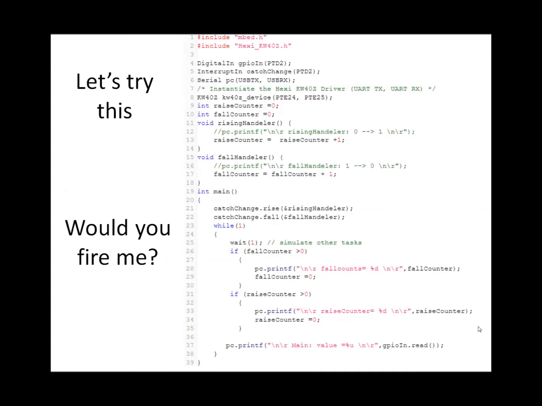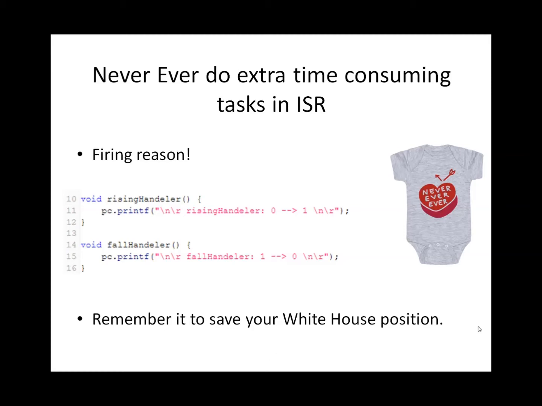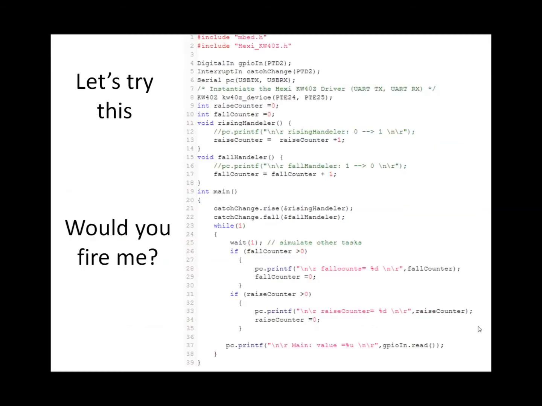So let's see what I did. If you remember in the assignment, he asked you to count the number of edges or whatever, right? So let's try this. I commented out the printf. And now I just do rising counter equal rising counter plus 1, falling counter equal falling counter plus 1, and here just checking the flag. So here I am just checking the flag, and printf the flag value, then put the flag back to 0.